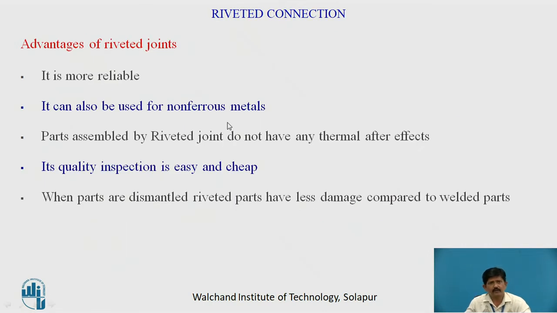The advantage of a riveted joint is that it is more reliable. It can also be used for non-ferrous metals. Parts assembled by rivet joints do not have any thermal after effects. Its quality inspection is cheap and easy. When parts are dismantled, rivet parts have less damage compared to welded parts.